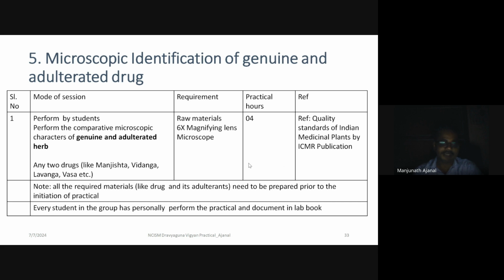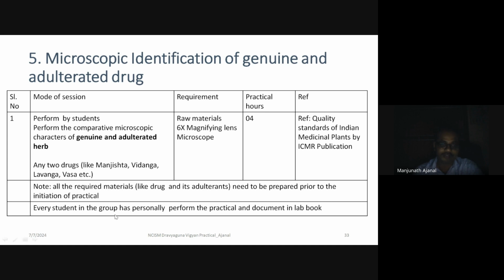In the syllabus we have given Manjista, Vidanga, Lavanga, Vasa. Any two drugs can be taken; it may not be these listed drugs. In some regions these particular drugs may not be available, so you can take any two drugs along with the adulterated drugs. You require a microscope and a magnifying lens if needed. For references, you can refer to the Quality Standards of Indian Medicinal Plants, where the microscopic structure is also available, or any recently published journal data.